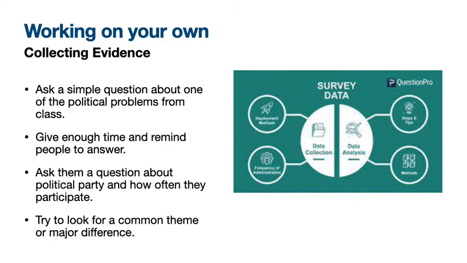After you've gotten these answers, what you want to do is try to look for a common theme. What are these people saying about the political system? Are they all saying the same thing? Are they saying something that's majorly different from each other? And really just try to get an idea of what this says about politics in the United States. What does this tell you about the system?